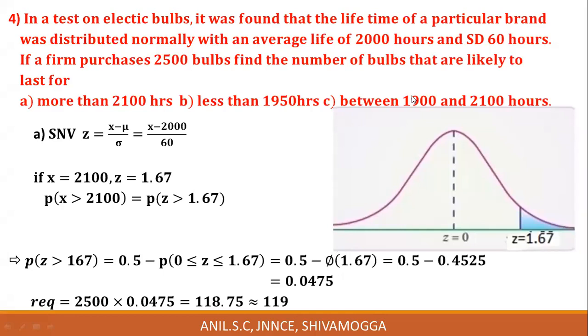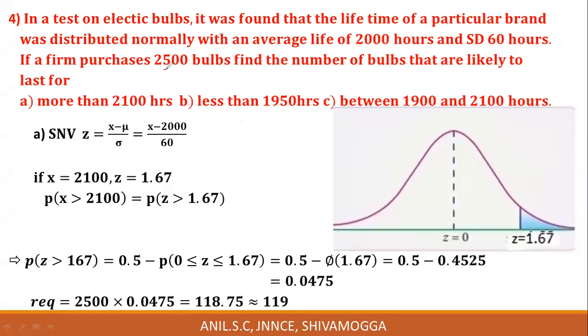Using this first statement, we can construct the standard normal variate Z, which is given by x minus mu divided by sigma. And this mu is given here: distributed normally with an average life of 2000. Therefore, we take mu equal to 2000, and sigma, the standard deviation, is 60 hours. So Z is (x minus 2000) divided by 60.